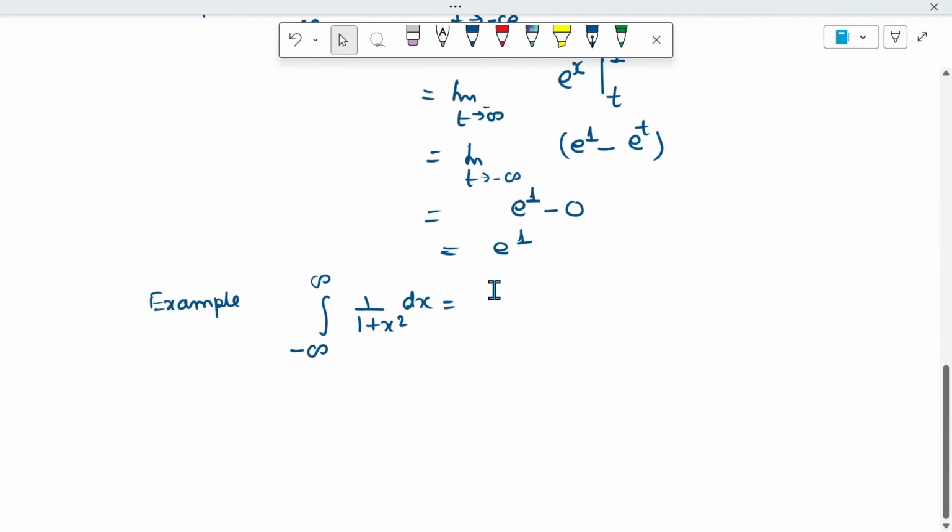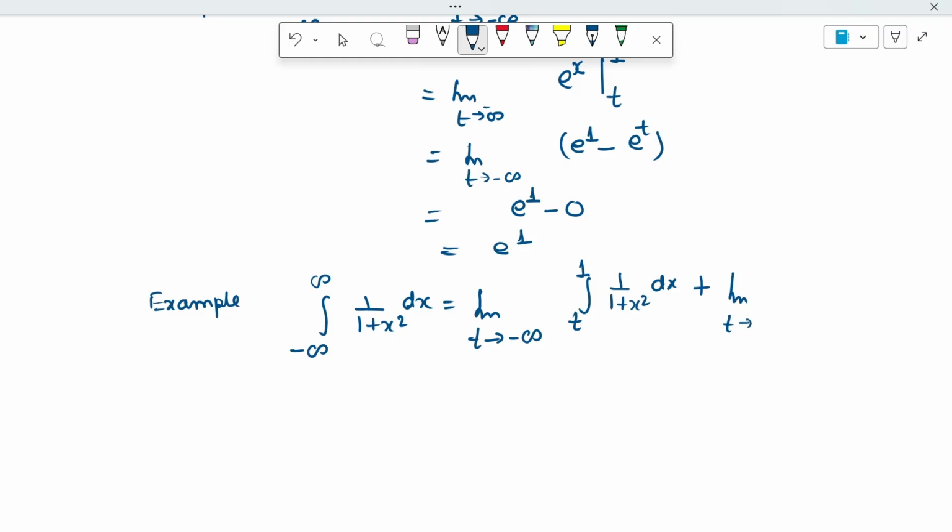So the same we will follow here. Then we have to write this way: limit t tends to minus infinity, and we will write t to 1, because 1 is part of the domain of this function, 1 upon 1 plus x square dx, then plus limit t tends to plus infinity and 1 to t, where the lower limit is 1 and the higher limit is t, 1 upon 1 plus x square dx.